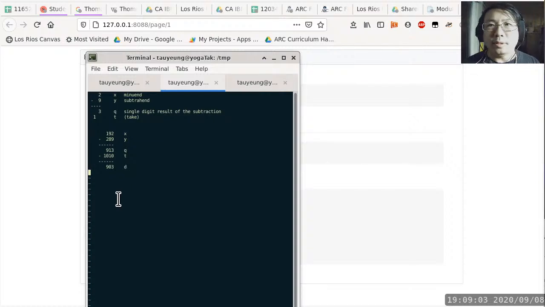Because most people would think, okay, 192 minus 289 for sure is going to be a negative value. But we end up with 903, and that's not negative, okay? In fact, it is larger than any one of the numbers that we start off with. What is the problem here? We don't have a problem because we have an overall borrow of 1.